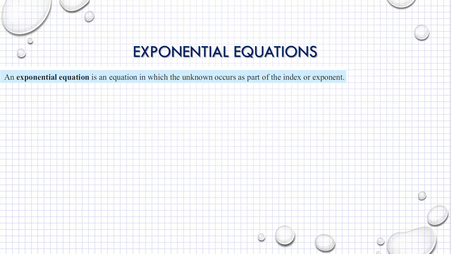Exponential equations, the definition of that is that an exponential equation is an equation in which the unknown occurs as part of the index or exponent. For example, we have a raised to x is equal to b. The unknown occurs as part of the index or exponent, so the x should be in the exponent. For example, we have 2 raised to x is equal to 8. So our a is 2, this is our unknown, and this is our b.